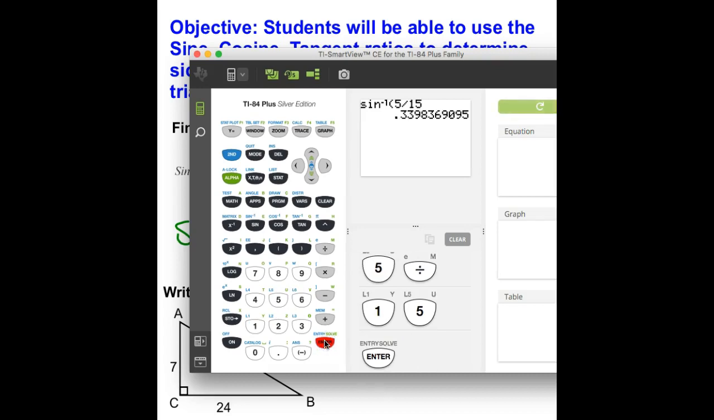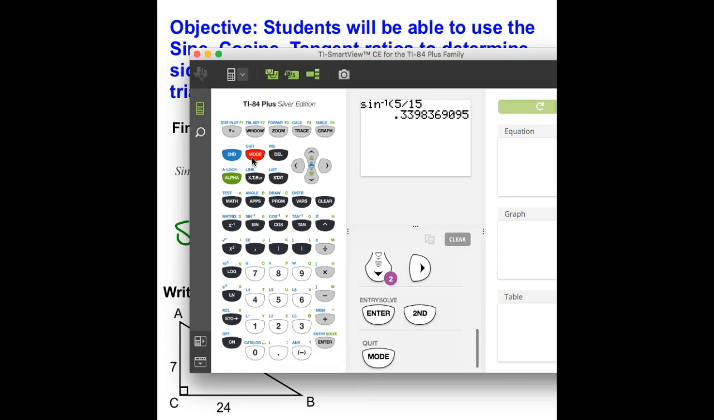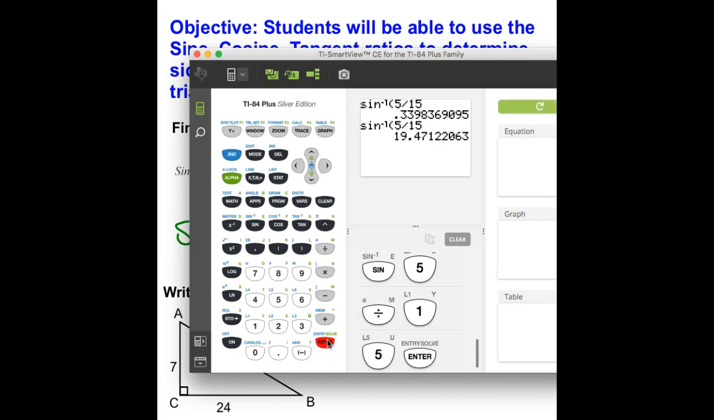If you get something like this that doesn't make sense, that means your calculator is in the wrong mode. So watch the red buttons where you get the mode clicked. Up at the top it says second mode, so I hit the mode. I go down 3 to where it says radians, where my flashing black cursor is. I go over to degree, and I hit enter. Now if I try that again, I second quit out of there. I go sine inverse of 5 divided by 15. I should get a number that makes a little bit more sense, 19.47. That would be your angle measure then.